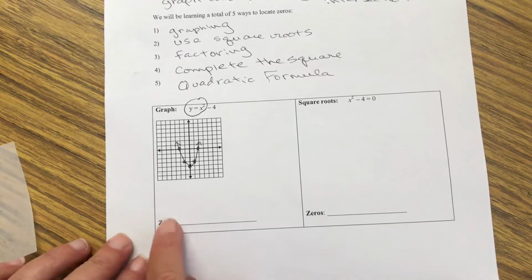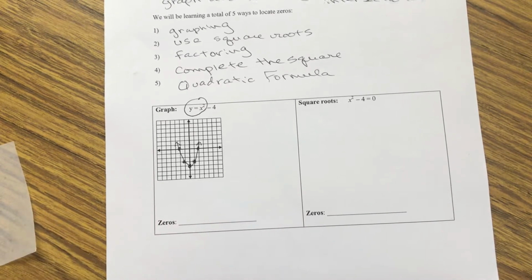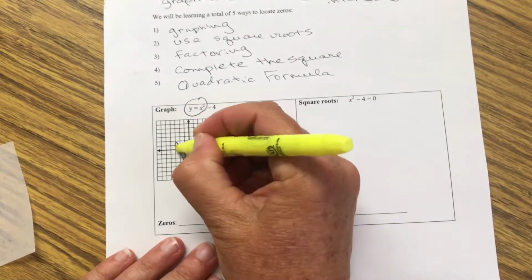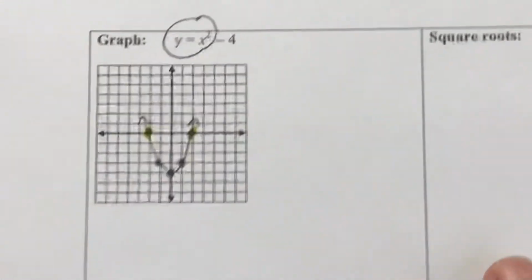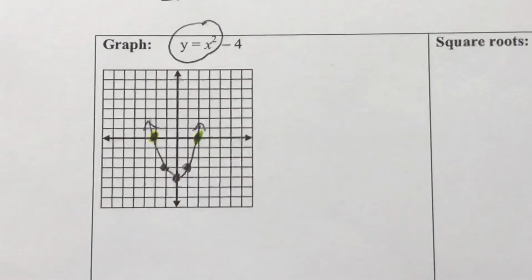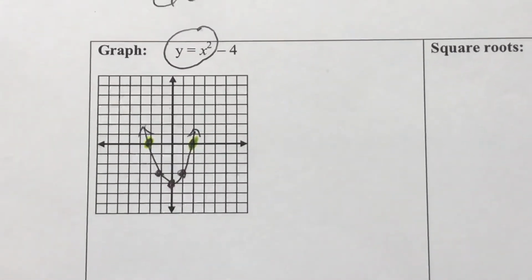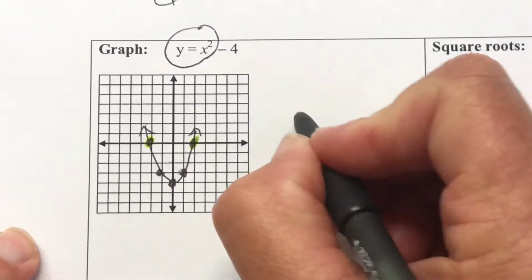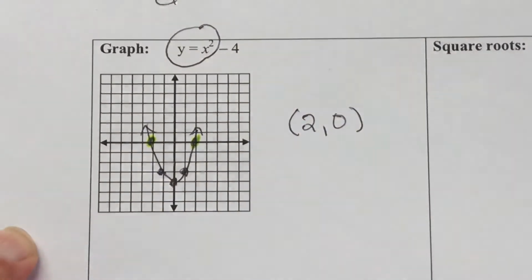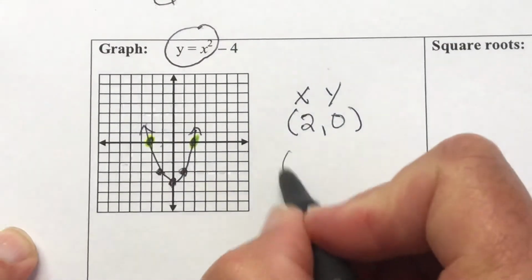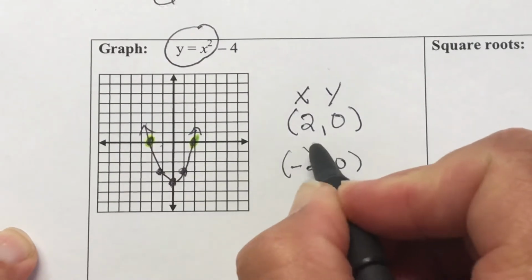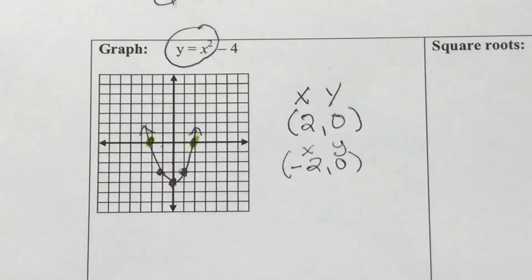And now we're supposed to identify our zeros. Remember, it says right here, what is a zero? Well, a zero is where it intersects the x-axis. So I'm going to get a yellow marker and I'm going to mark it. I can see that right there, where I've highlighted in yellow, is where it intersects. Let's identify those points. Well, this point is 2, 0. The x is 2, the y is 0. This one is -2, 0. The x is -2 and the y is 0. Some teachers might want you to identify them that way.